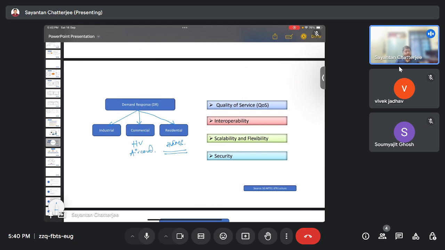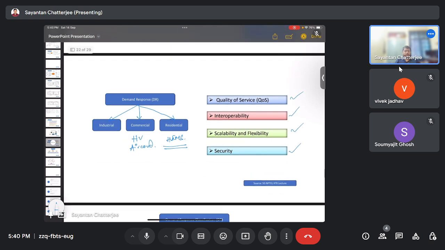So quality of service, interoperability, scalability and flexibility, security. These are the communication requirements.